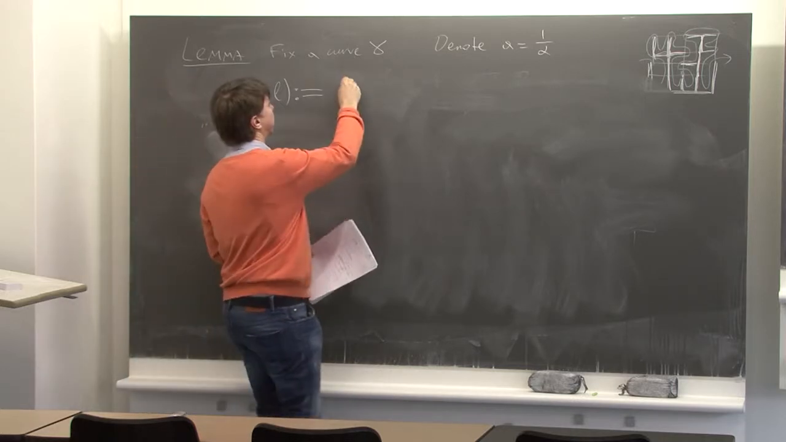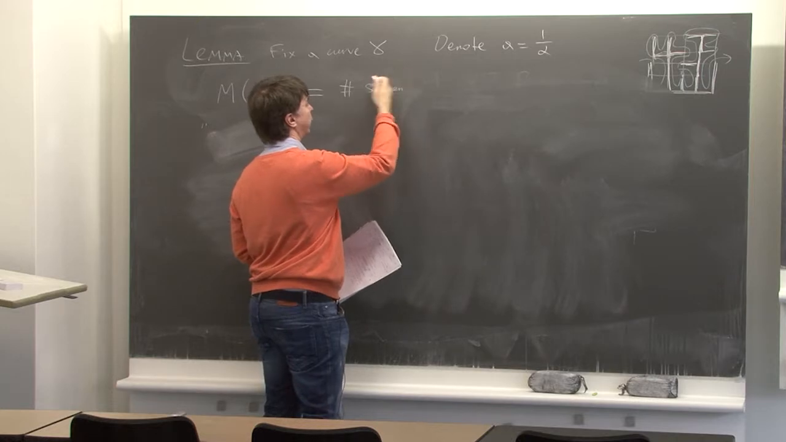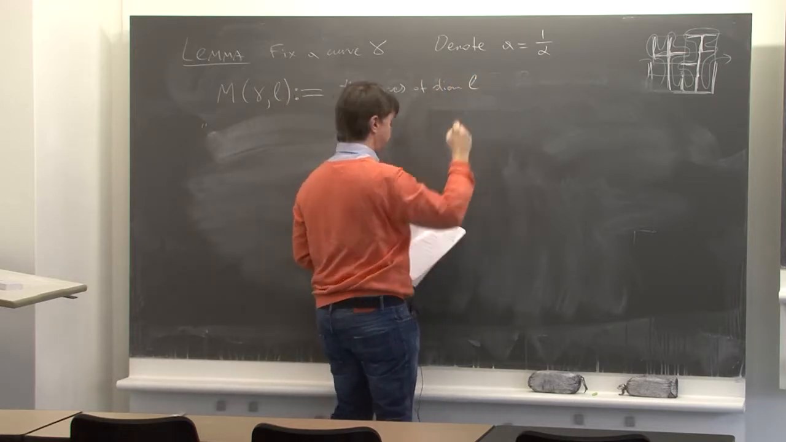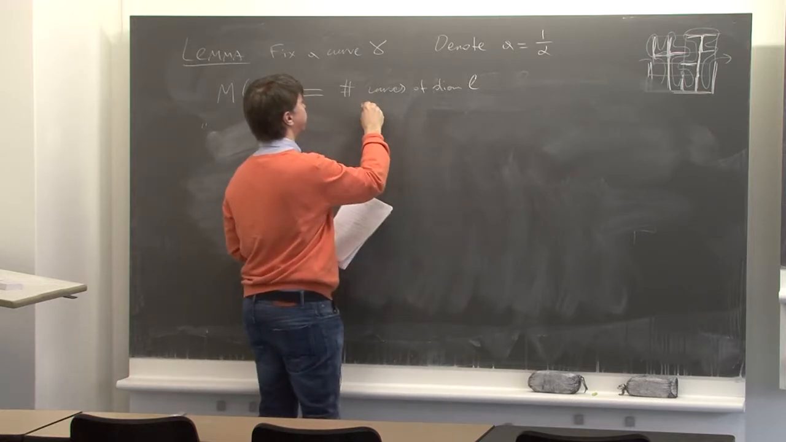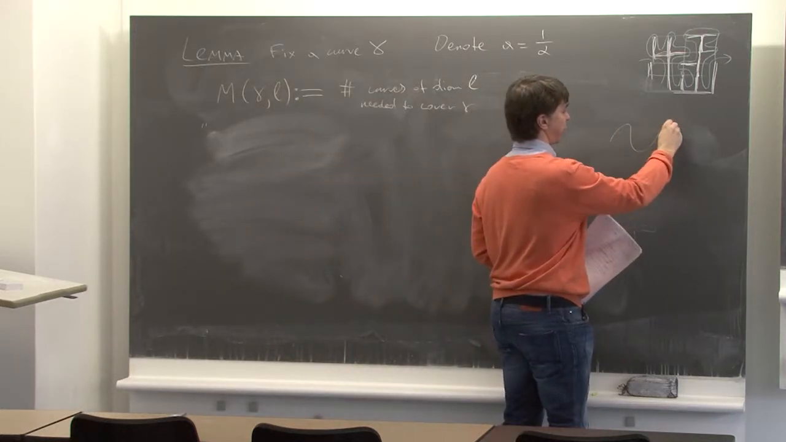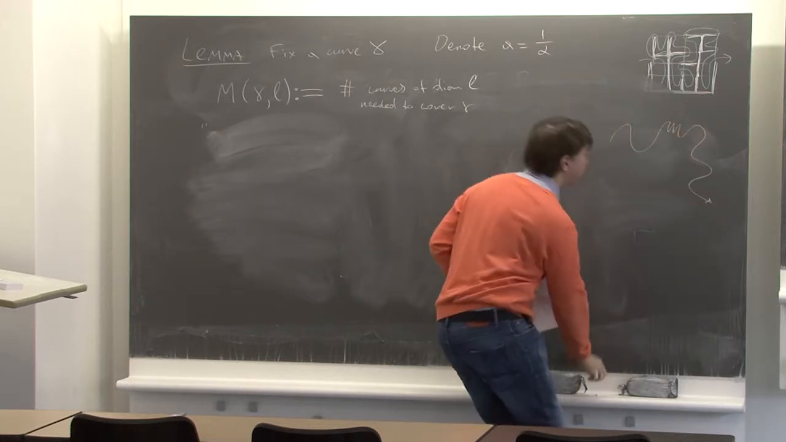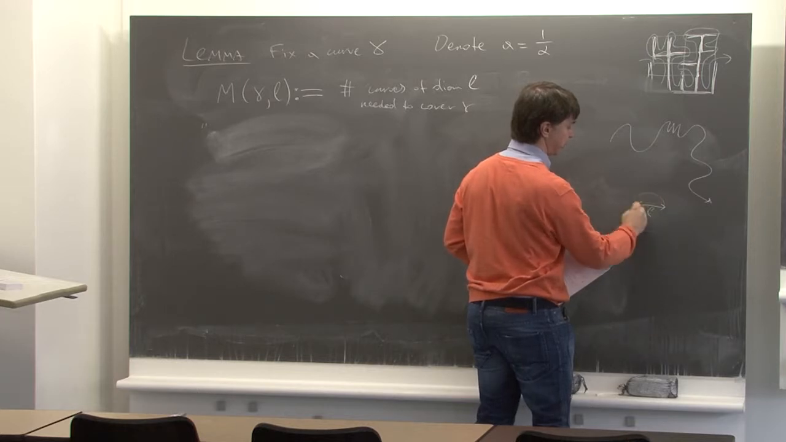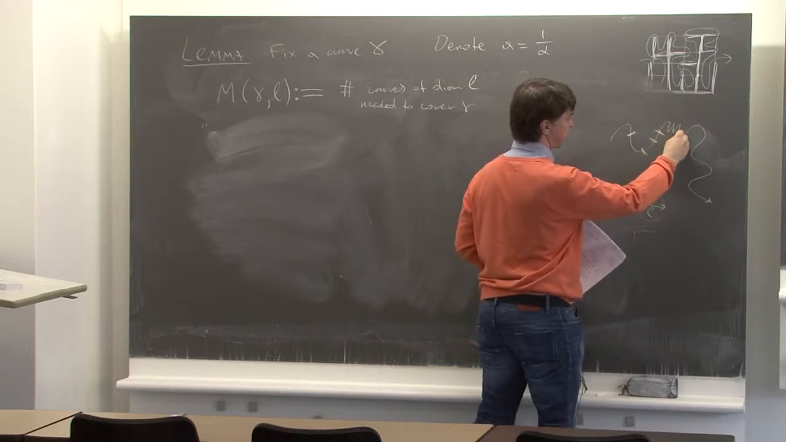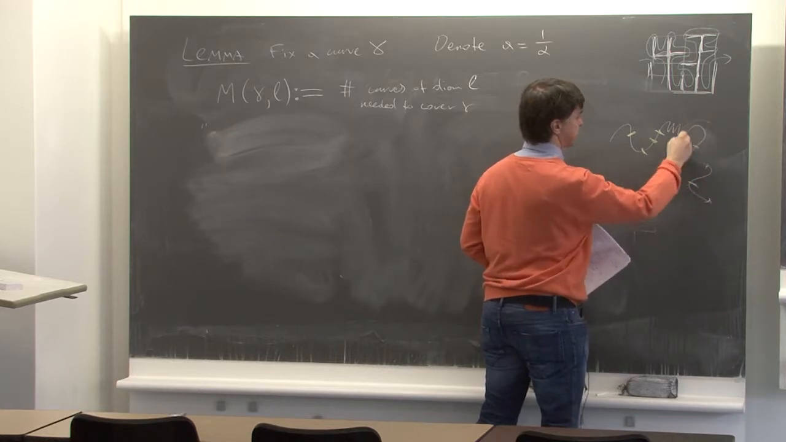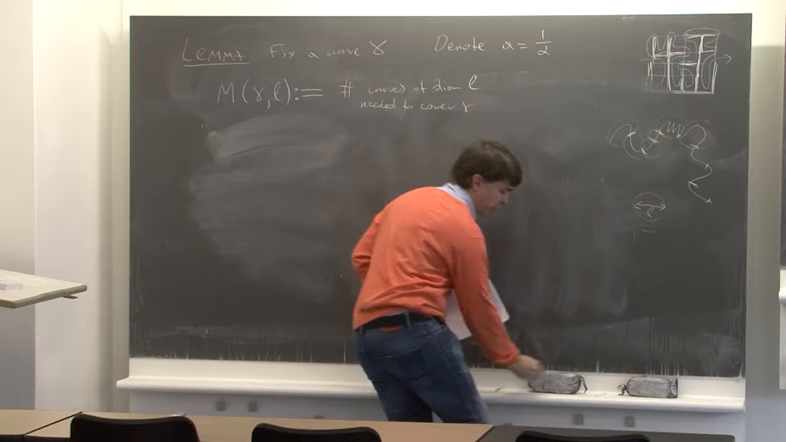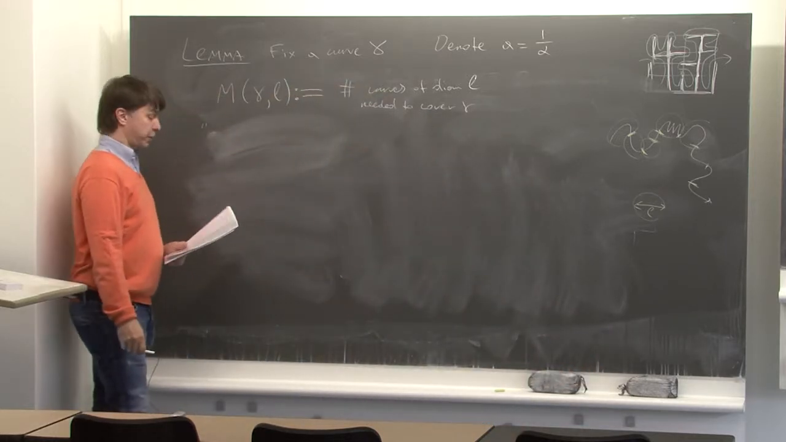So this is the number of segments or curves of diameter L needed to cover gamma. So basically, you have a curve gamma, and you want to cover it by things of diameter at most L. So you start, and you cut, and you cut, and maybe the more optimal way is to cut like that. Some of these pieces can be straight, some rather wiggly, but this is the number of pieces you need to cover. So it's kind of an analog of dimension, or rather Hausdorff measure.